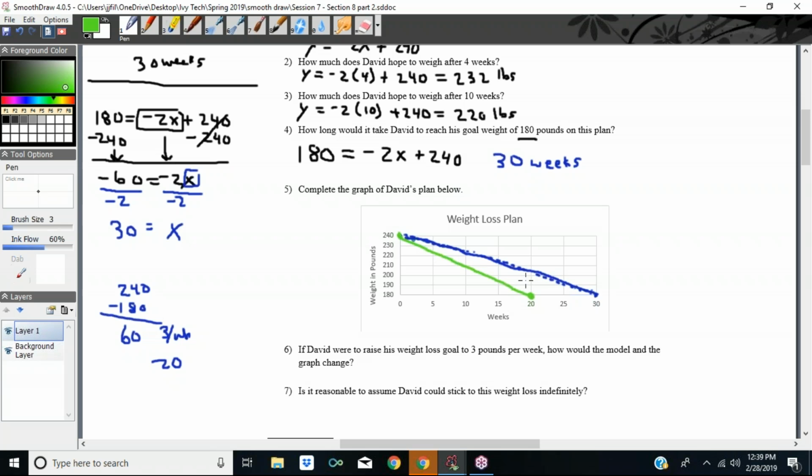And I think I saw one or more of you mentioned that it would be steeper. And it is steeper. It's more negative. It's negative faster, decreasing faster. So let's see how the model would look. The model would be y equals negative 3x plus 240.